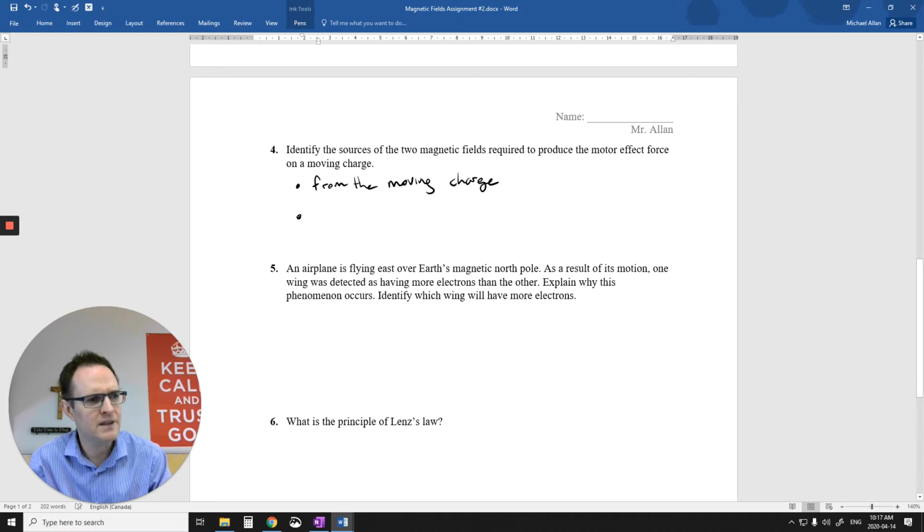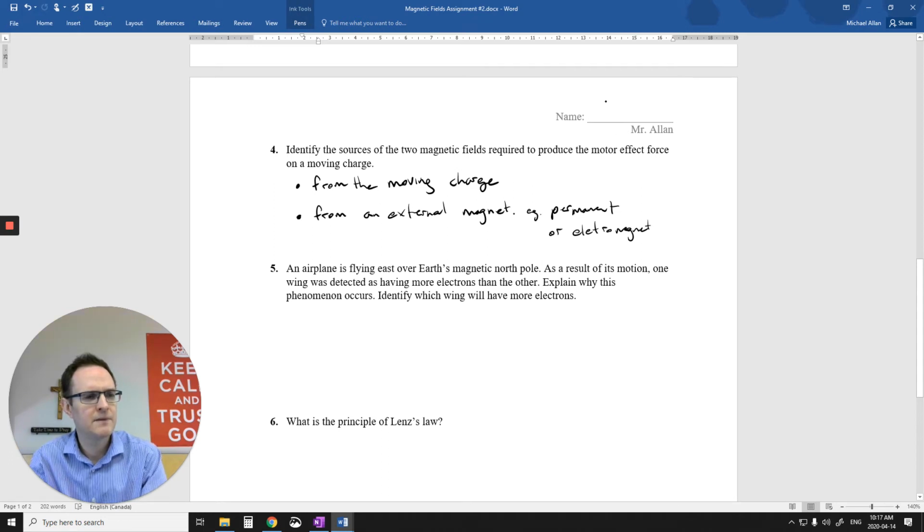Now the other one is from an external magnet. This could be a permanent magnet or an electromagnet. So I gave you permanent or electromagnet. Those are my two fields: the moving charge or some external magnet. Those are the two fields that cause the force.